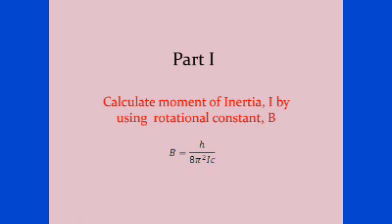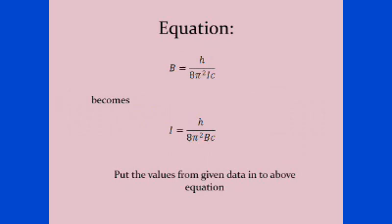For the solution, let us go for part 1. We'll solve this numerical in two parts. After getting practice, you can solve it in one step. Part 1 is calculating the moment of inertia by using the rotational constant value obtained from the spectrum. The value of B is equal to h upon 8 pi square I c. So I is equal to h upon 8 pi square B c. We can put the values of h, pi, B and c and calculate I.